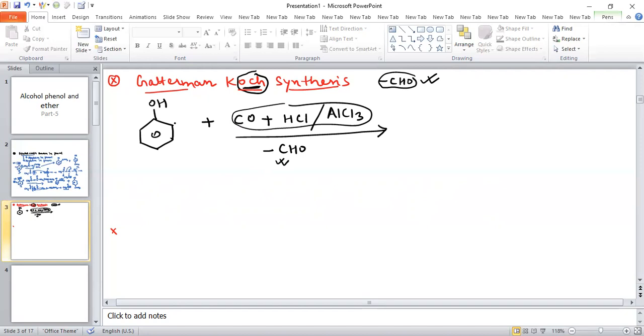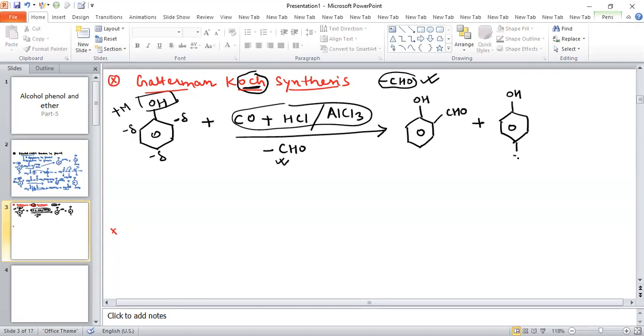This electrophile will attack because OH is a plus M group, so electron density increases at the ortho and para positions. So this electrophile will attack at the ortho and para positions. The product obtained is OH, with the CHO group introduced at the ortho position and the CHO group introduced at the para position. Because electron density increases at ortho and para, it is a type of electrophilic substitution reaction.